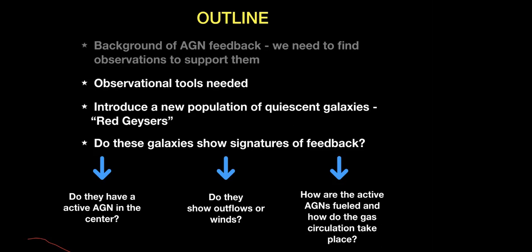Okay, so as I was saying, after talking about some of the observation tools, I'll go to my own research. So I'll introduce a population of quiescent galaxies, which show potential signatures of feedback, called the red geysers. And I'll ask three questions to these galaxies. Do they have an active AGN in the center? Do they show outflows? Or how are the active AGNs fueled?